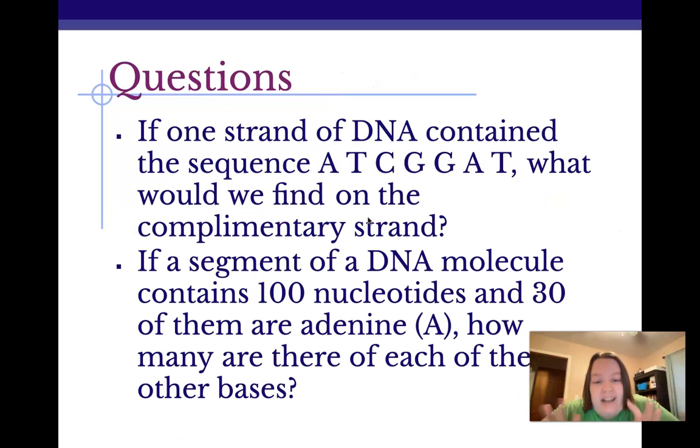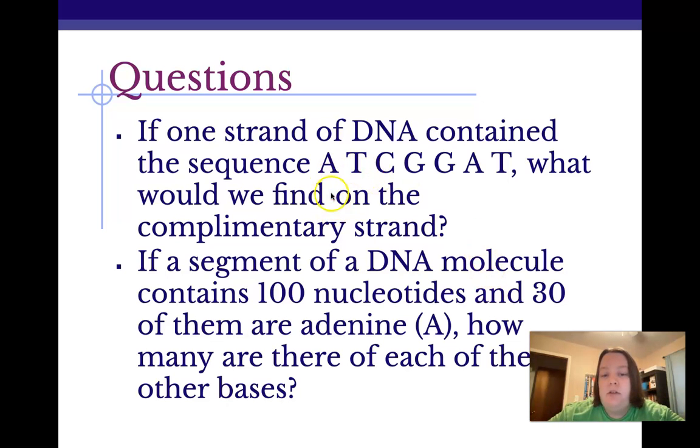So here we have a little practice problem. I'm going to read it here, and I'll do the math on the next slide. So the first one: if one strand of DNA contained the sequence A, T, C, G, G, A, T, what would we find on the complementary strand? So this is going to be doing our base pairing rule.